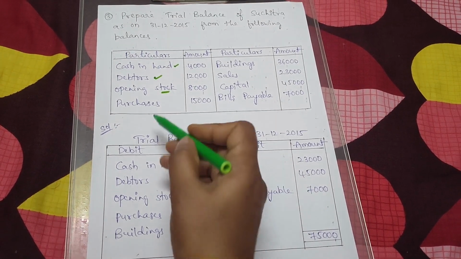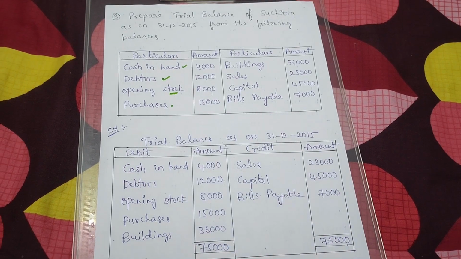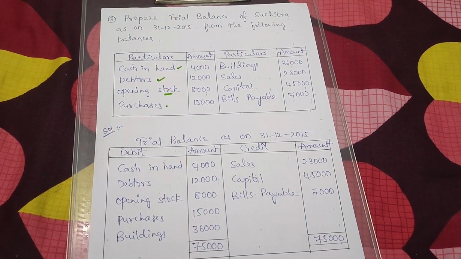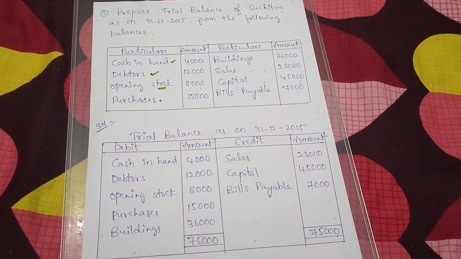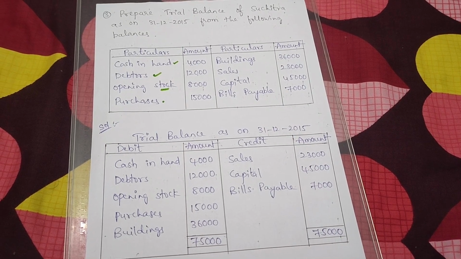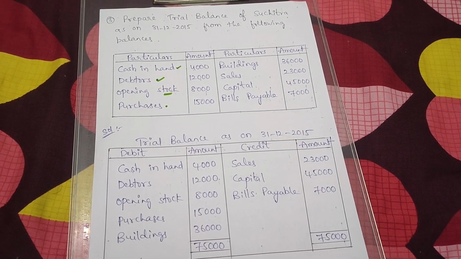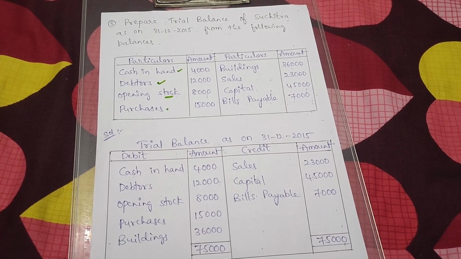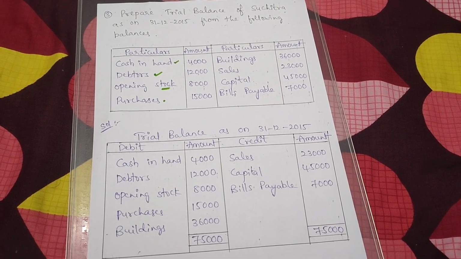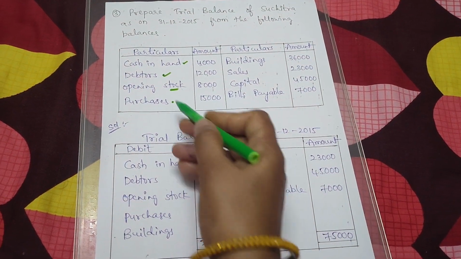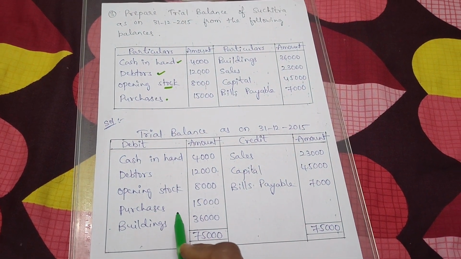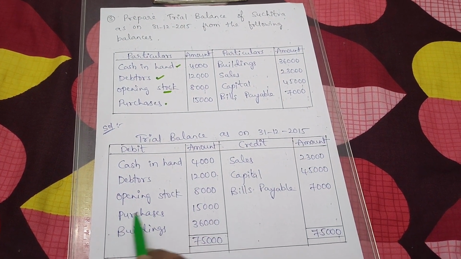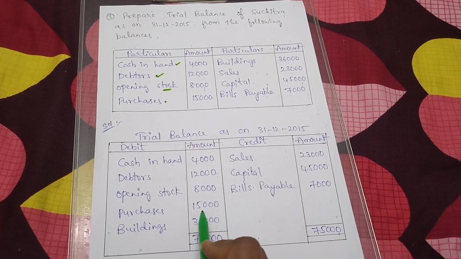And next, purchases. It is there in the rule itself. Directly I have given. So purchases we have to debit. You can see the rule. Purchases, sales returns, depreciation, bad debts, all these we should debit. That is why I recorded purchases under debit, 15,000.